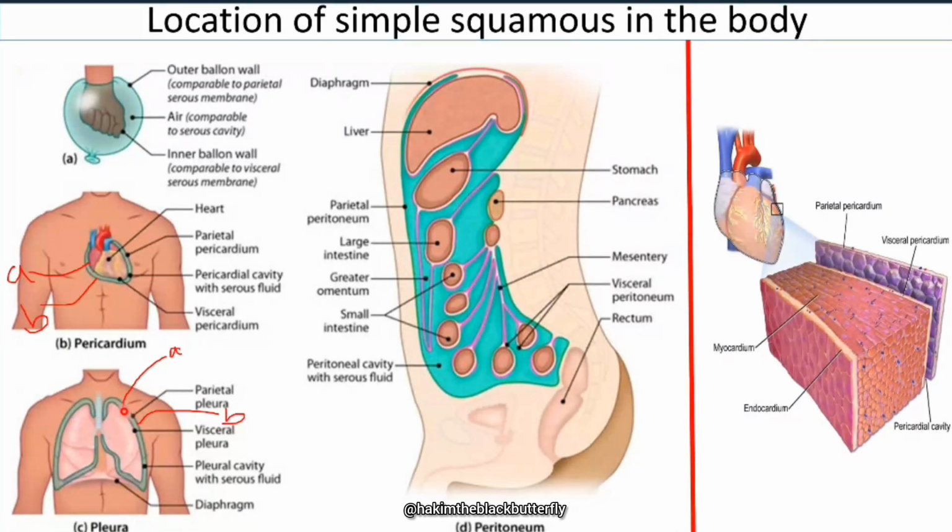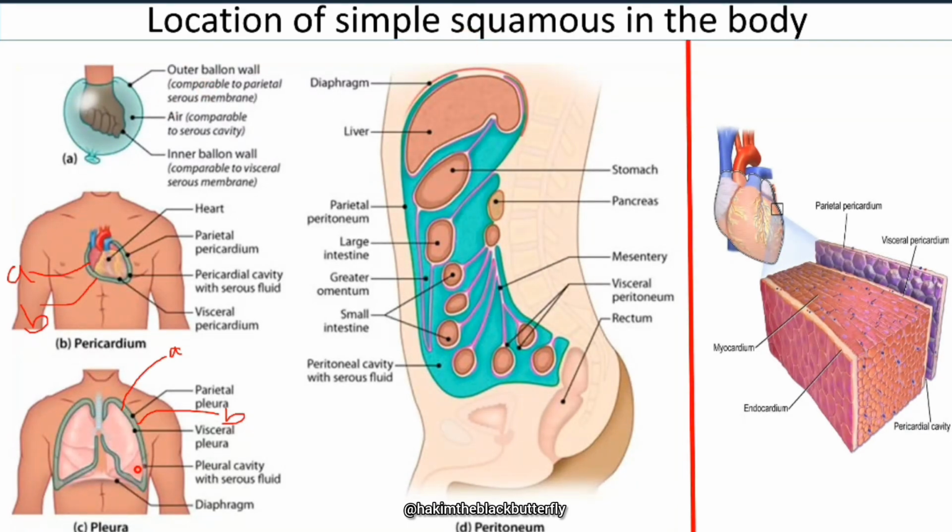If the fluid is above the normal, here we shall call it pleural effusion, and here we shall call it peritoneal effusion, or we can use a better term clinically that we call ascites, if the fluid is above the normal levels. Okay, so that's the relevance of the simple squamous epithelium in these areas of the body.